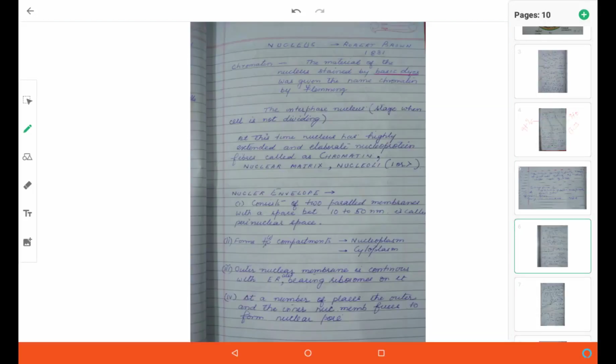Coming to the nucleus, it was discovered long back in 1831 by Robert Brown. It contains chromatin and is stained by basic dyes, and the material which is stained by basic dyes was given the name chromatin by Fleming.